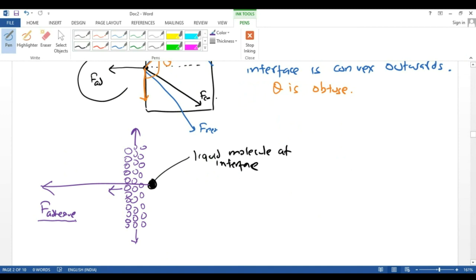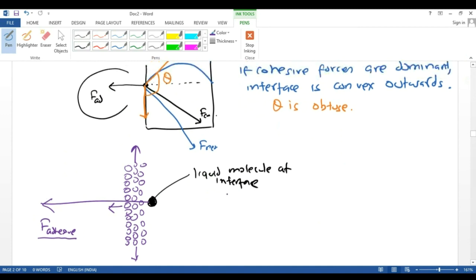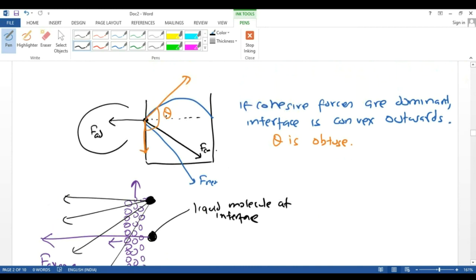Could you think of a situation when this symmetry would be broken? This symmetry would be broken only when the liquid molecule at the interface is not in the middle of the solid like here, but goes to the top. If the molecule at the interface goes here, then there is no symmetry. Then we can't say that F adhesive has to be in this direction. F adhesive could be in this direction, or this direction, or this direction. So when the direction of adhesive force changes, then this angle will also change.